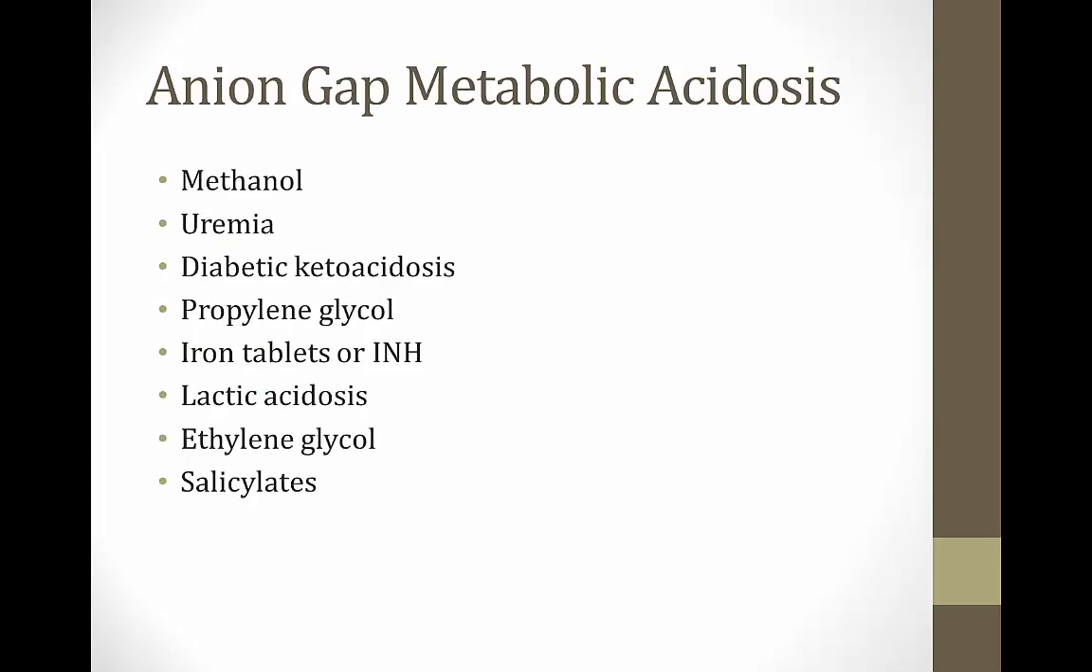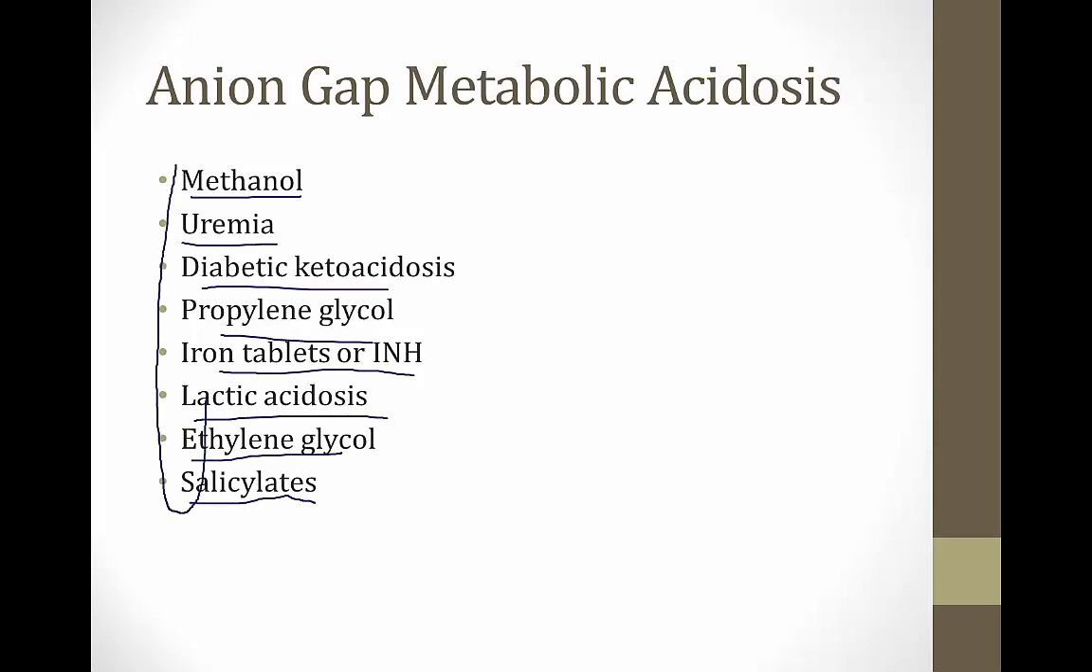So this is the list of causes of anion gap metabolic acidoses, and everything on this list creates some unmeasured anion that raises the anion gap. So we'll talk about all of these in the next few slides. We'll talk about methanol and uremia and DKA and propylene glycol, iron tablets or INH, lactic acidosis, ethylene glycol, and then finally salicylates, which is aspirin. And most people remember these causes by the mnemonic MUDPILES, which is the first letter of each of the causes of an anion gap metabolic acidosis.